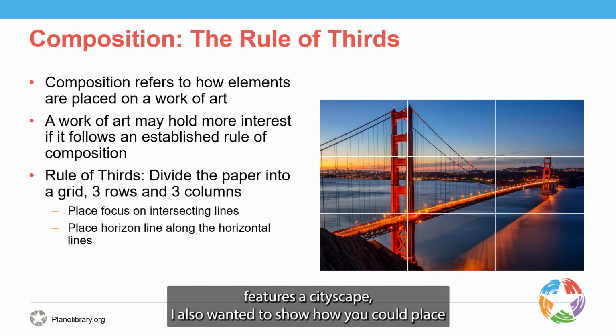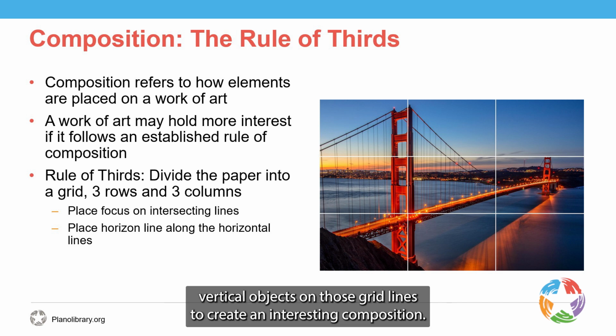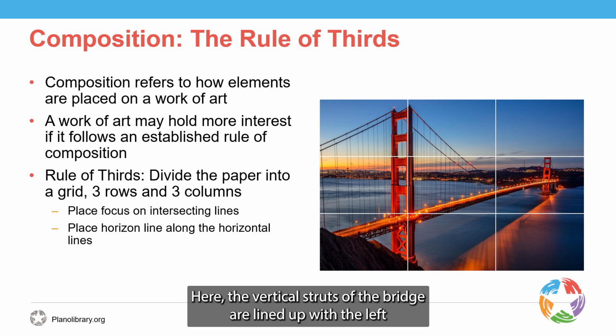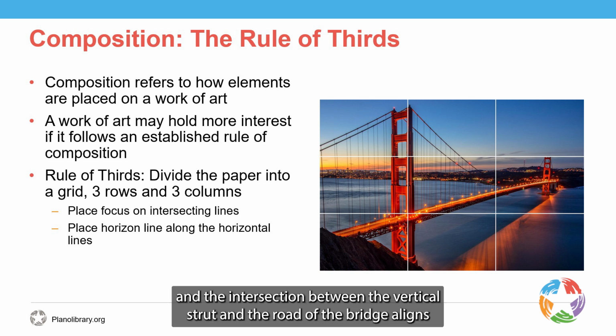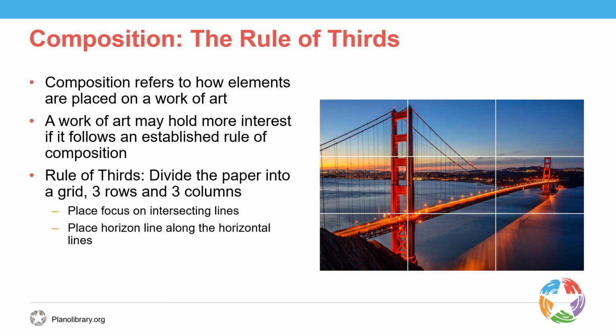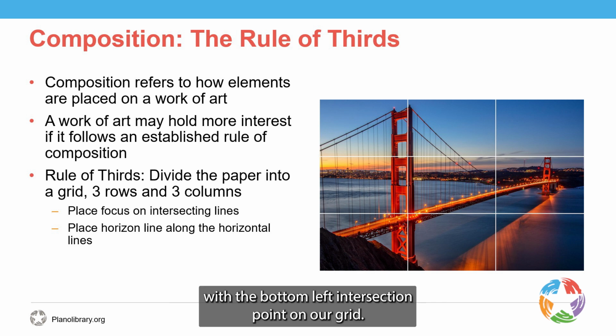While this picture features a cityscape, I also wanted to show how you could place vertical objects on those grid lines to create an interesting composition. Here, the vertical struts of the bridge are lined up with the left vertical grid line, and the intersection between the vertical strut and the road of the bridge aligns with the bottom left intersection point on our grid.